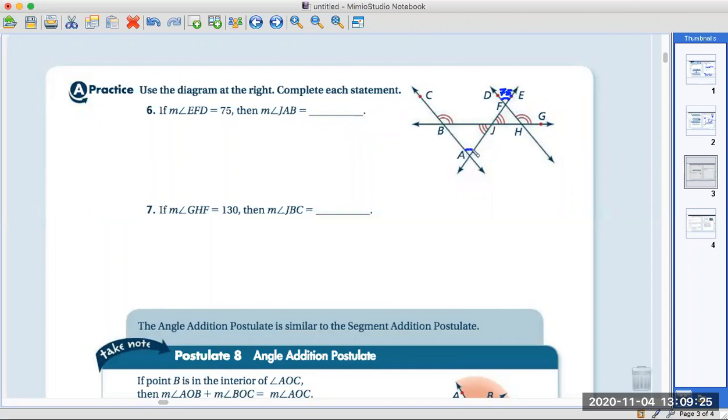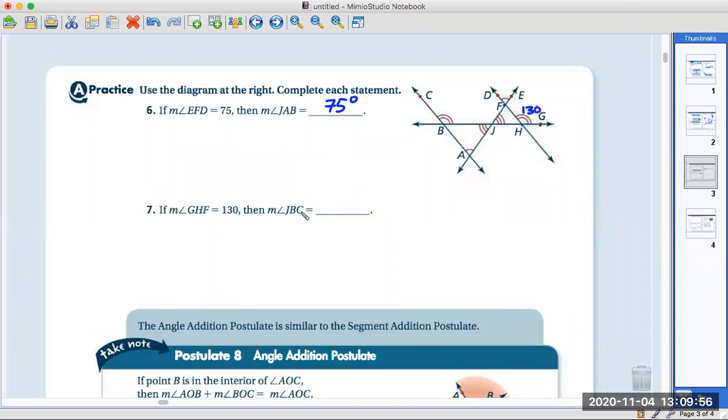JAB, that's this angle. Notice they both have the same arc, so they're both equal. Yeah. And the next one says, if the measure of angle GHF, so I have to search for that angle, GHF, that's this angle with the two bows, is 130 degrees.